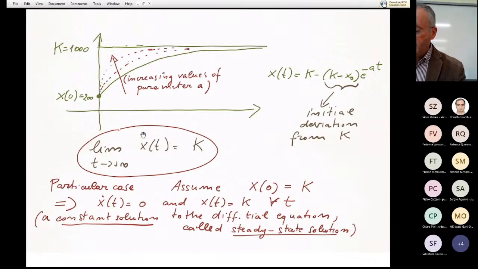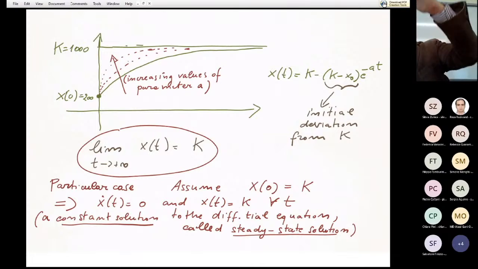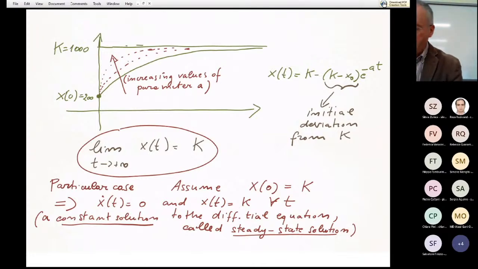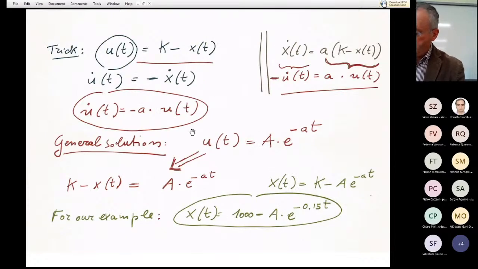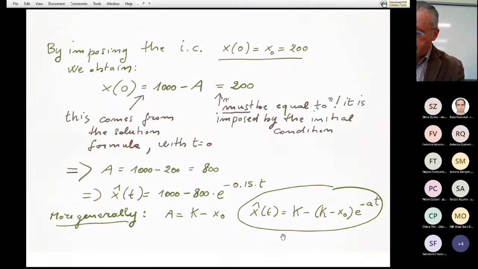Again, suppose that you start already from 1000. Here we started from 200. Suppose that you start from 1000. What does the solution tell us? If you start from 1000, where is the solution? It is here. This is 1000. We started from 200, so the initial level was 800, okay? Suppose that x0 is 1000. This part becomes 0, but this term disappears, and the solution is 1000.